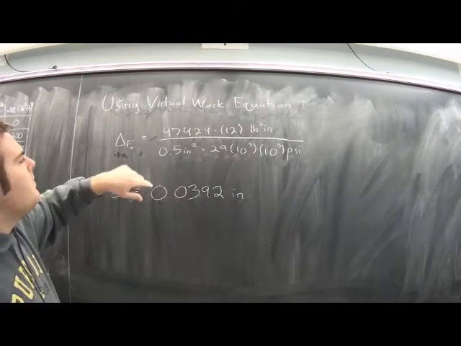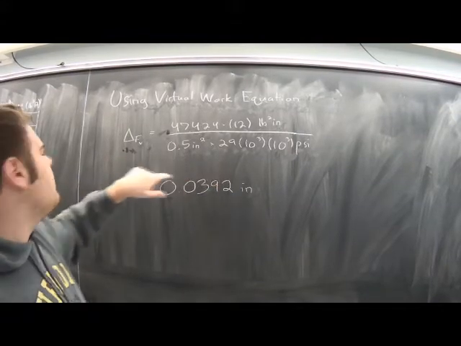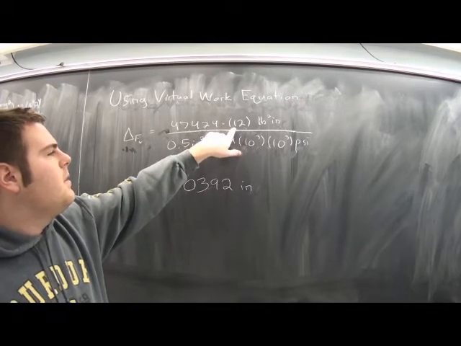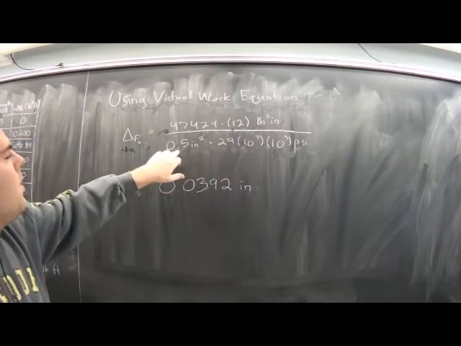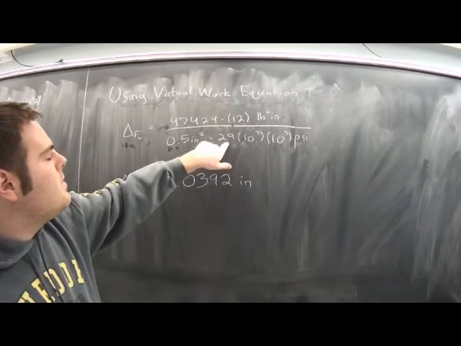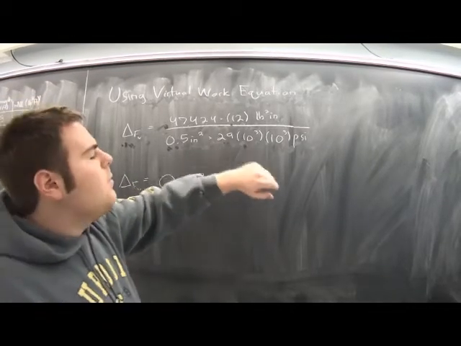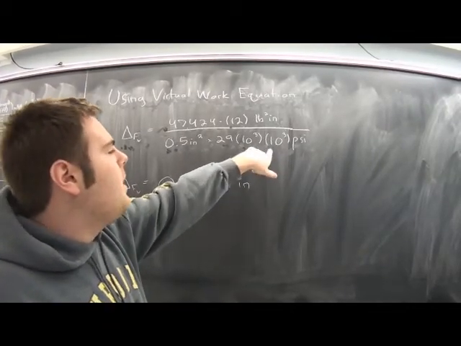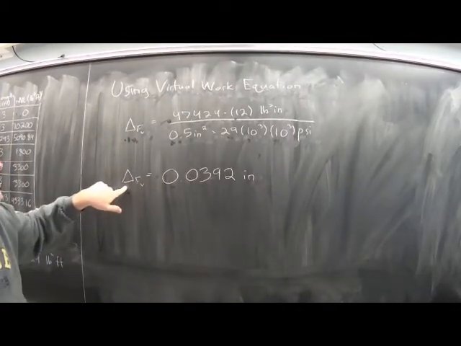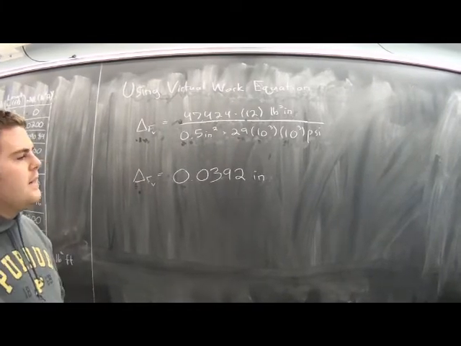Finally, plugging that into our virtual work equation, the vertical displacement at point F is equal to this value, which we just found from the table. Since that was in pounds squared feet and we need it in inches, we need to multiply by 12. And then it's all over the area, which was given as half an inch squared, and then times E, which was given as 29 times 10 to the third KSI, but we want it in PSI, so we have to multiply it by another 10 to the third. Once you do the final calculation, you get the final vertical displacement at F to be 0.0392 inches.